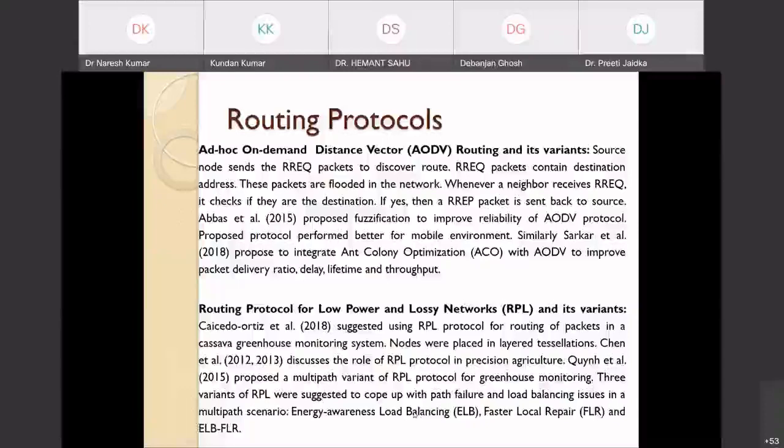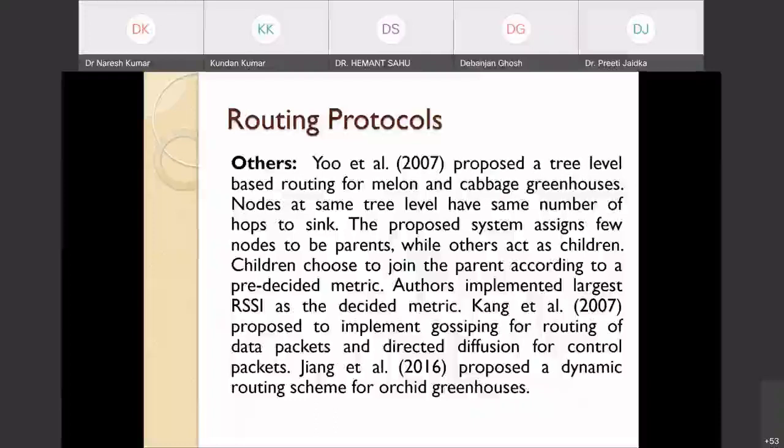And there are other routing protocols reported to be used in greenhouses. Ulatol proposed a tree level based routing for melon and cabbage greenhouses. Nodes at the same tree level have the same number of hops to the sink. The proposed system assigns a few nodes to be parents, while others act as children. Children choose to join a parent according to a pre-decided metric. The authors implemented largest RSSI as the decided metric. Kang et al. in 2007 proposed gossiping for routing of the data packets and directed diffusion for the control packets.